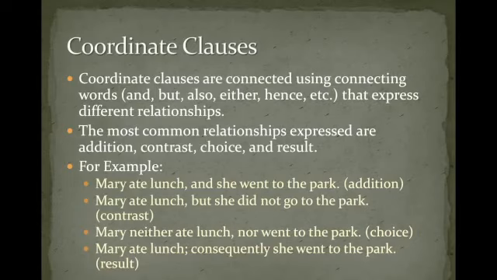Mary neither ate lunch nor went to the park. This one shows a choice, and again, two complete thoughts. Mary ate lunch. Consequently, she went to the park. Again, we're showing two complete thoughts here, this time as a result. What did she do after lunch?